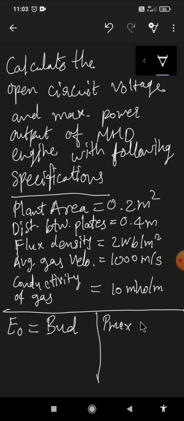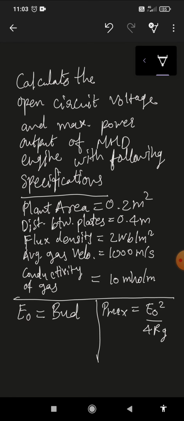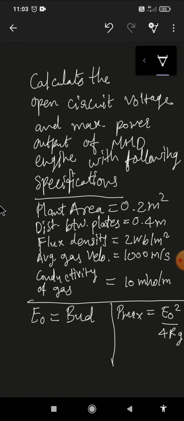So P max, as we know, is E0 square by 4Rg. So we need to find E0 first to find out P max of the MHD engine with the following specifications. The specifications are given. So what are the specifications? The first specification is plate area A, which is given as 0.2 meter square. Then the distance between two plates, small d, is 0.4 meter.